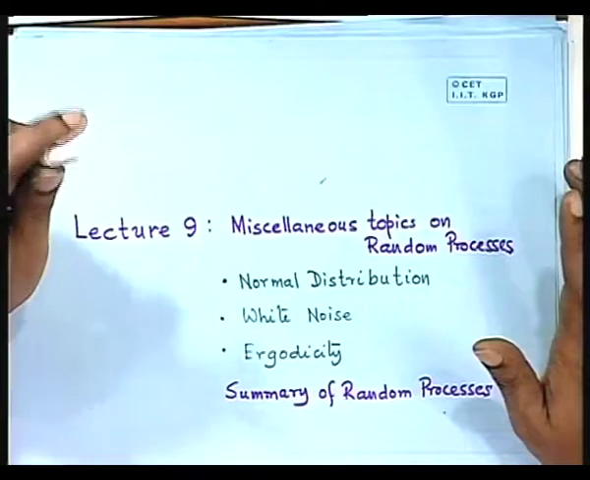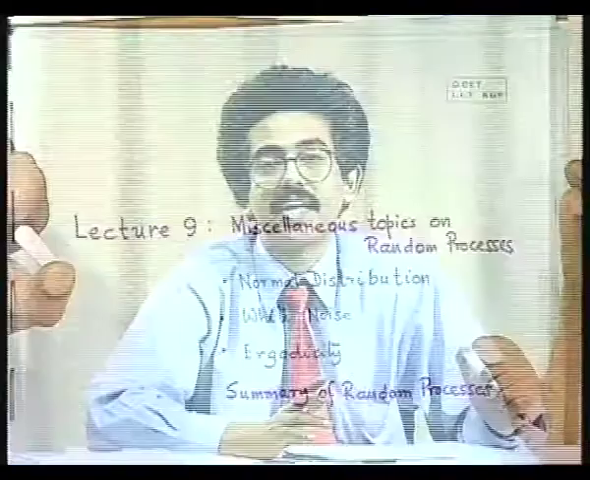So we talked about the normal or the Gaussian distribution, which is very important, especially because it has certain very interesting properties when operated through linear systems, like it retains its Gaussian character. We also talked about white noise, because white noise is, in a sense, a characterization which is a counterpart of the impulse, and it leads to considerable analytical simplicity in our analysis.